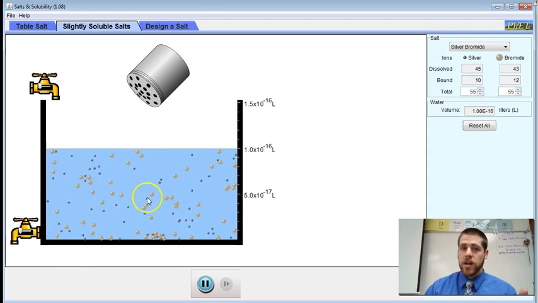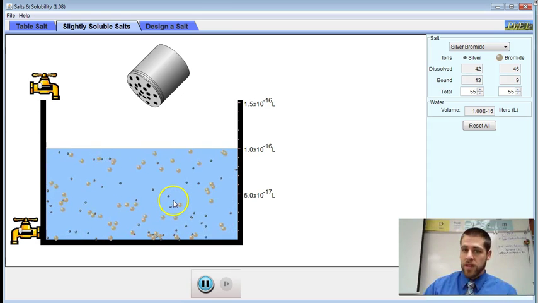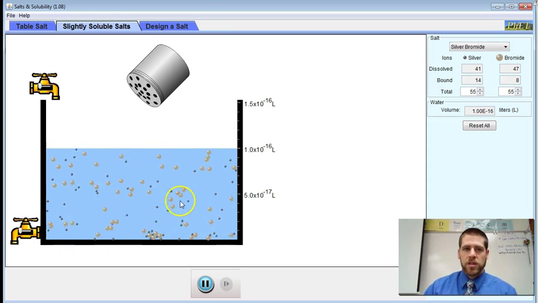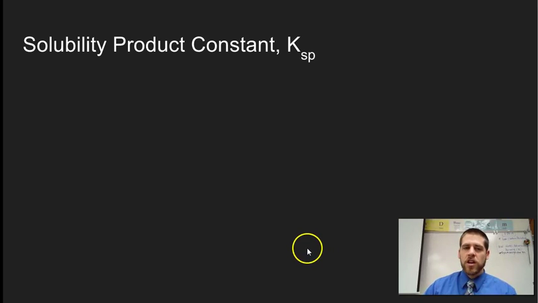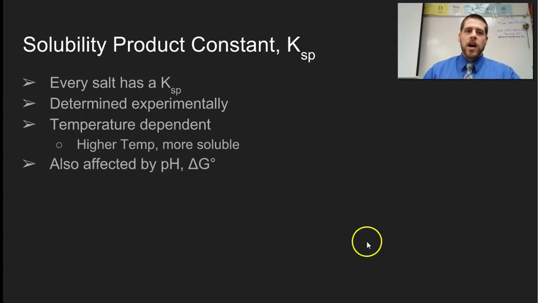In this case, it's lying much further to the reactant side, which would be the solid, than to the product side, which is the ions. The Ksp is the solubility product constant. So it's a new kind of equilibrium that we're adding on here, but it's really just the equilibrium of solubility. Every salt has its own Ksp.